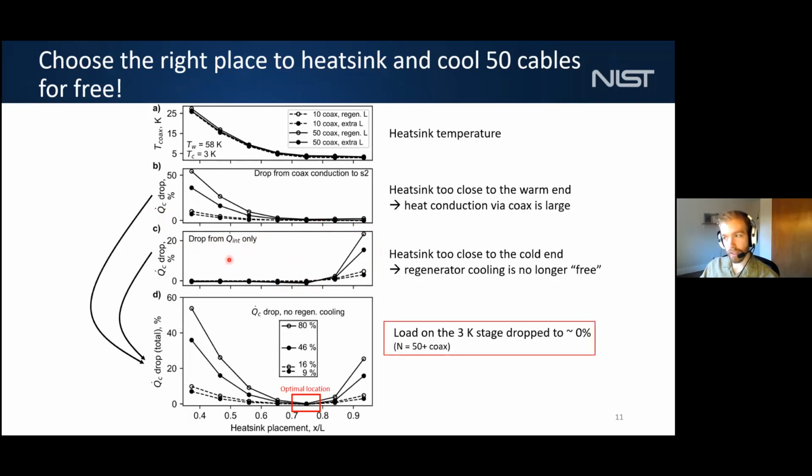And if you take these two effects and combine them, what you get is a really nice optimal location. So if you heat sink these cables about 3/4 of the way down the regenerator, what you get is about zero drop in cooling at 3 Kelvin. So there's this optimal location. And this is the kind of information we're trying to disseminate to cryocooler users like you.